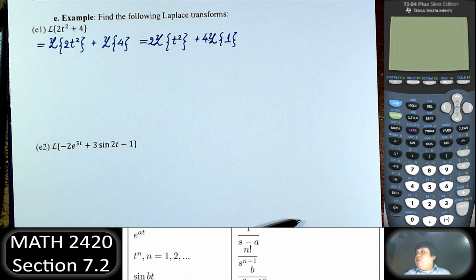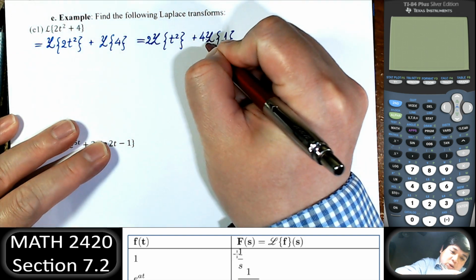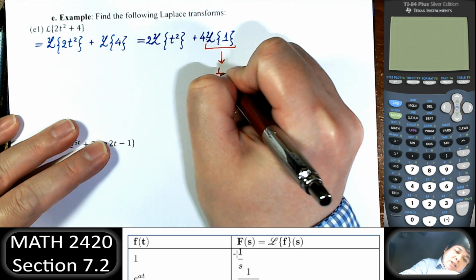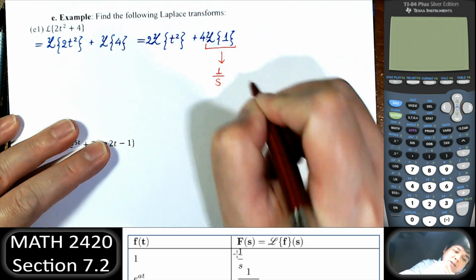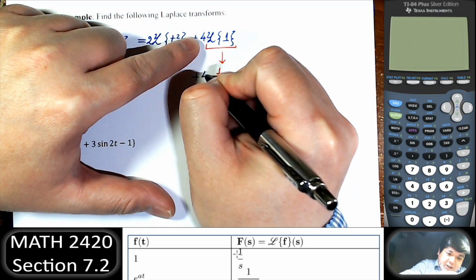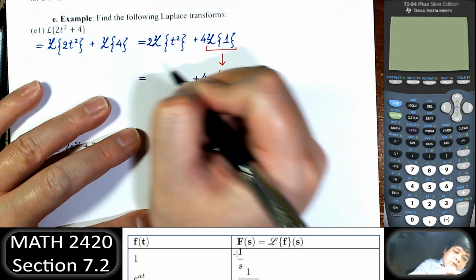Now let's look at the table over there. The Laplace transform of 1 is 1 over s. So the Laplace transform of 1 is 1 over s. And there's a 4 in front of it. And here we have 2.